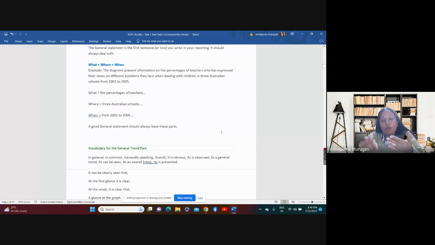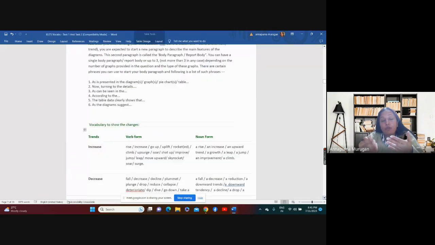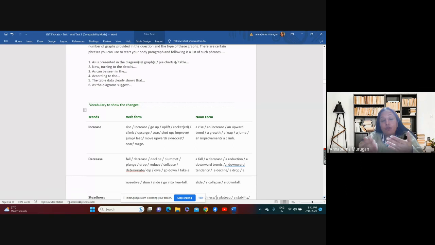In tomorrow's class, let us discuss a little bit about how to start off the body paragraph also. It can be clearly seen that, at first glance it is clear, at the onset. This is the one to write the initial overview. A glance at the graph reveals that. You have lots of sentences that you can use. To start off the paragraphs, you can say as is presented in the diagram. Now turning to the details, as can be seen according to the table data. As you write more, your own sentences will come into the picture. So you write more, okay?